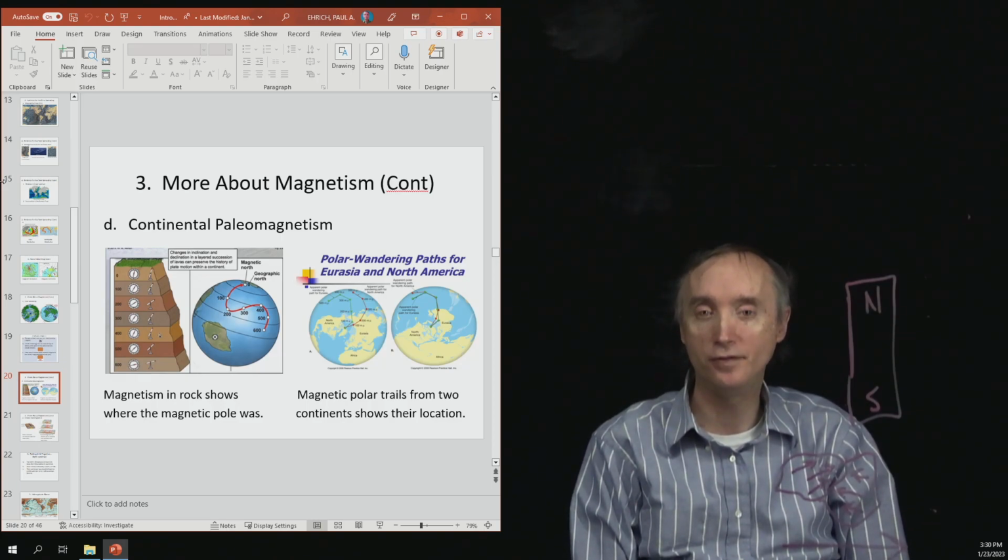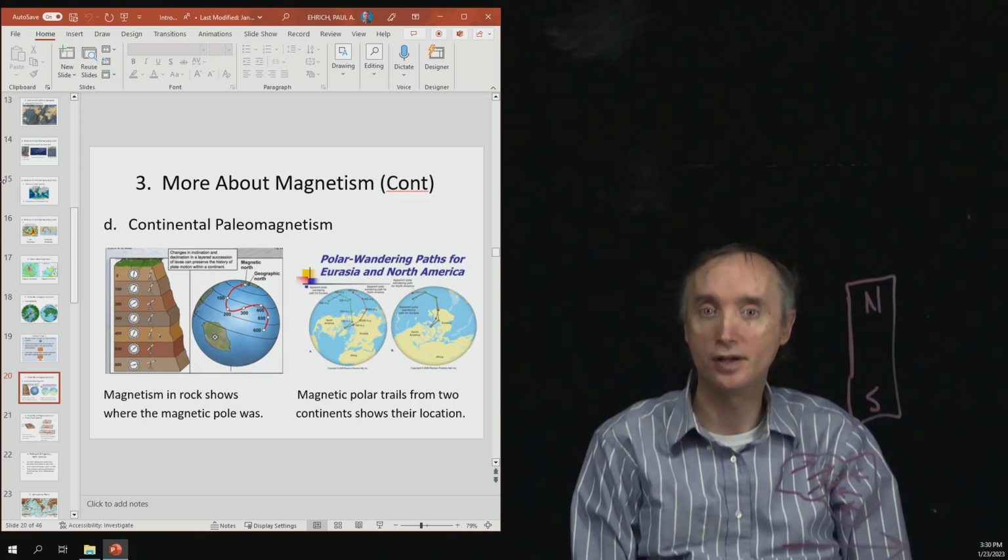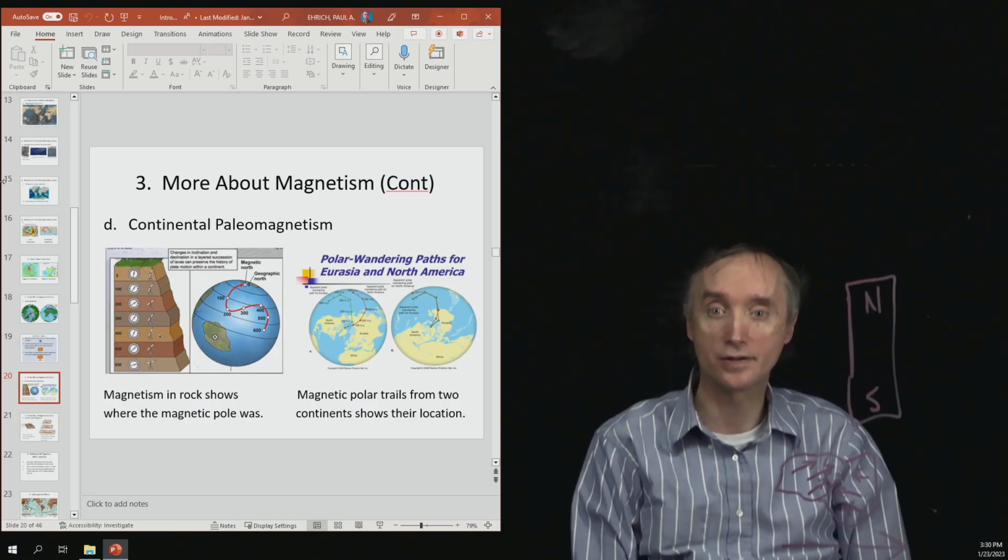So it's a pretty fancy way of doing it, pretty difficult, but you can use magnetism in order to predict where the continents were located in the past.